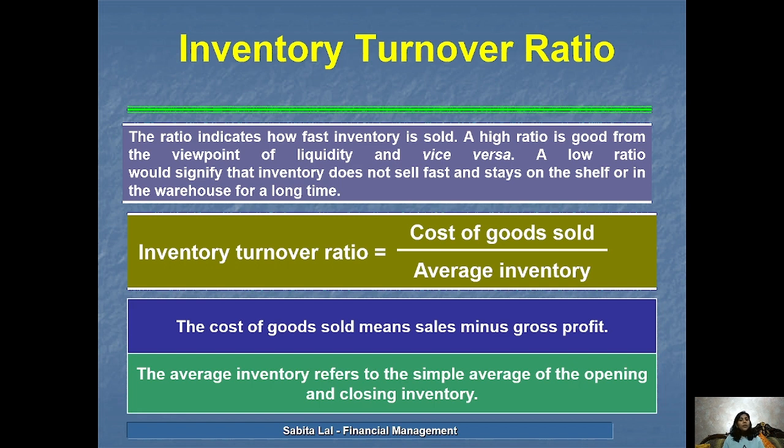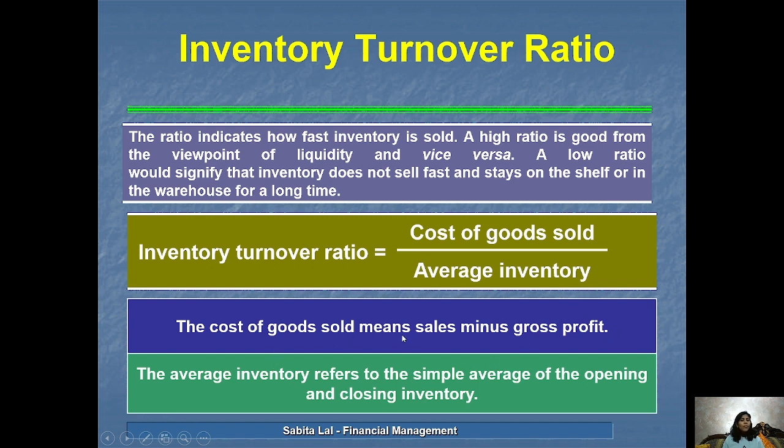A low ratio would signify that inventory does not sell fast and stays on the shelf or in the warehouse for a long time. So inventory turnover ratio is your cost of inventory sold divided by average inventory. What is average inventory? That is your opening inventory plus closing inventory divided by 2.